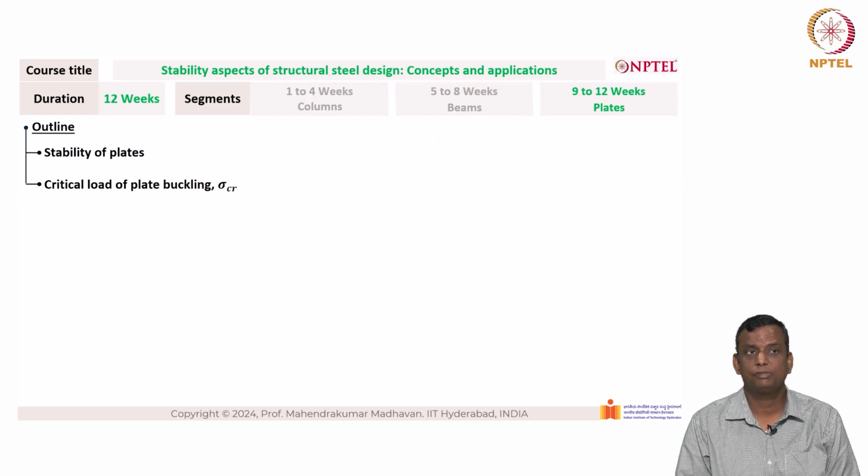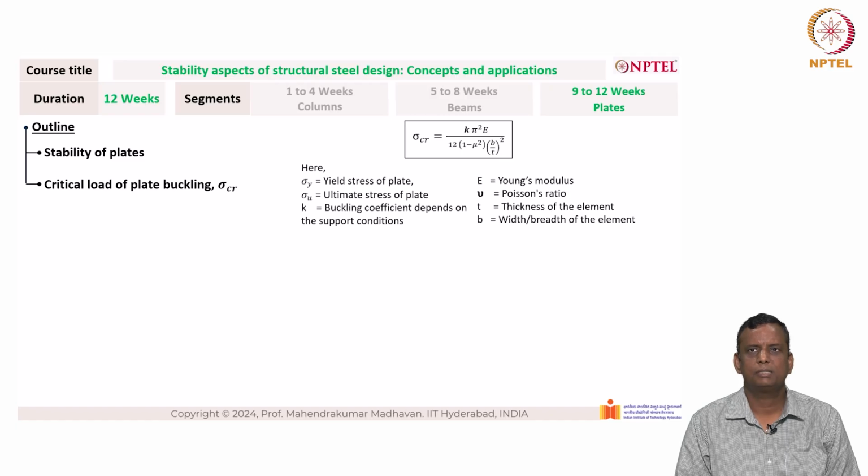Following the stability of plates, we'll talk about the critical load of plate buckling, which is indicated as sigma sub CR. Sigma sub CR is given as K into pi square E divided by 12 into 1 minus nu square, into B by T the whole square, where K is the buckling coefficient, also known as the elastic buckling coefficient, which depends upon a variety of factors.